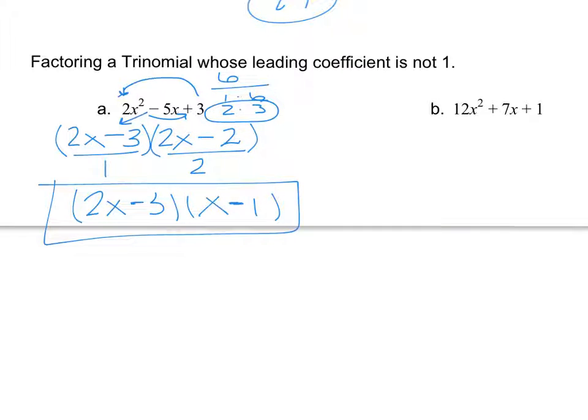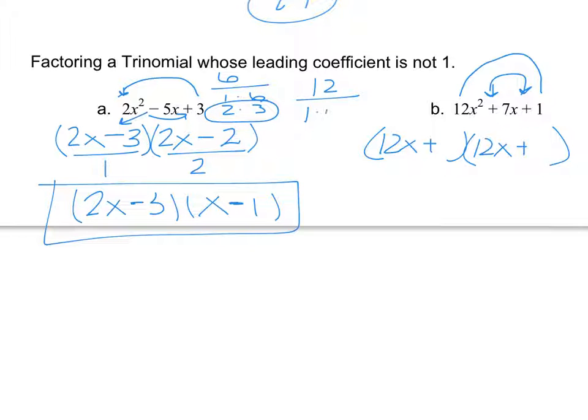Okay. And we have a similar idea with b. If I take my two parentheses and I place a 12x in each, I bring down my first sign, which is positive. Multiplying a positive with a positive also gives me back positive. I multiply my two outside numbers. 12 times 1 is 12. And I'm looking for things that multiply to 12, but either add or subtract to 7.